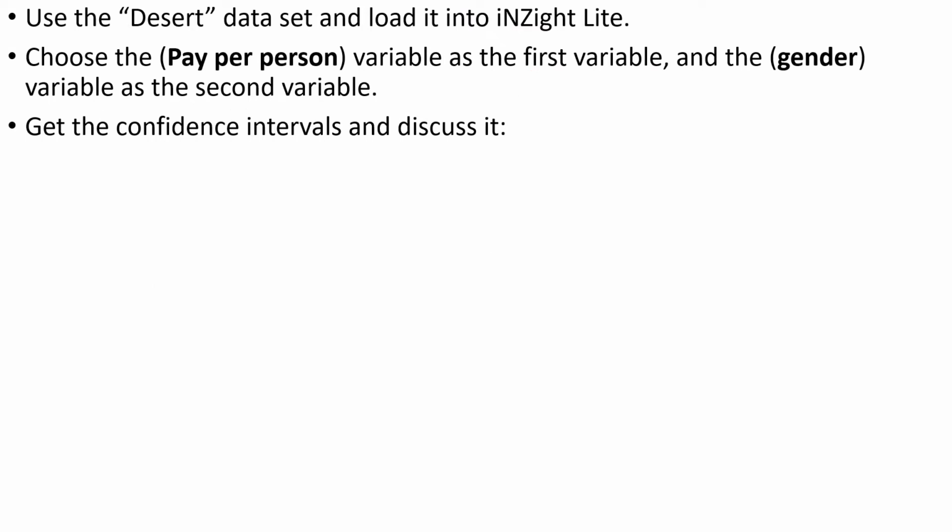Now use the dessert data set and load it into Insight Lite and choose the paper person variable as the first variable and the gender variable as the second variable. And then get the confidence intervals and discuss it. People, this one is a difficult one, tricky, but try and do it.